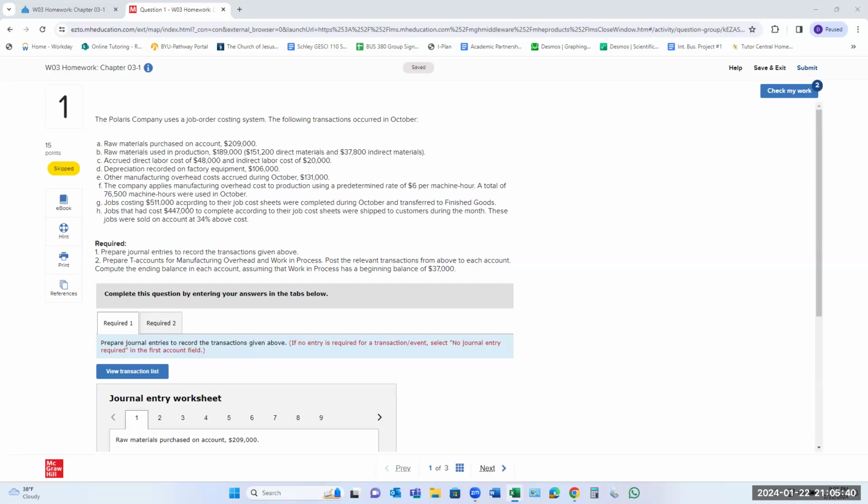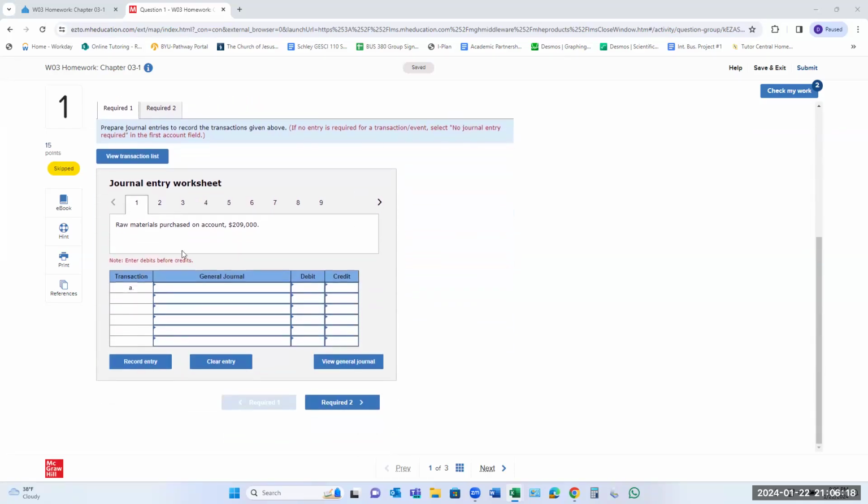Jobs costing $511,000 according to their job cost sheets were completed during October and transferred to finished goods. Jobs that cost $447,000 to complete according to their job cost sheet were shipped to customers during the month. These jobs were sold on account at 34% above cost. So that's going to be our markup when we get there. So the very first thing required, we've got to put in all the journal entries to record these transactions given above.